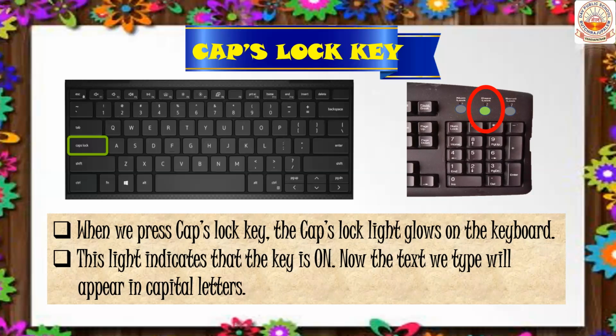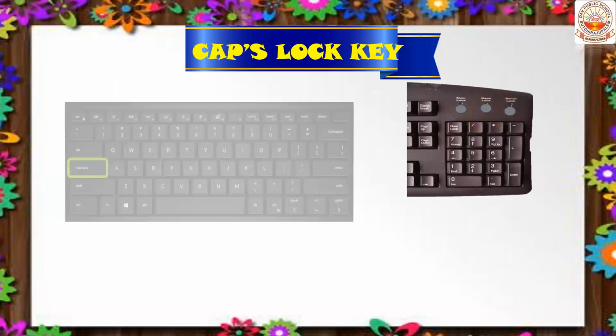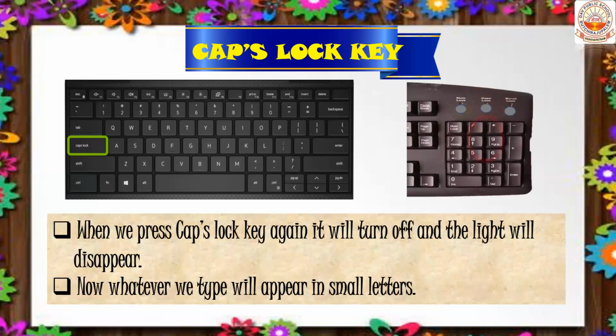Okay, children. So in this way, you can switch on the caps lock key and you can type the capital letters. Okay, children. So now how to switch off the caps lock key? Now we will see. So now you can see in this picture, children. When you press the caps lock key again, it will turn off and the light will disappear. So if you want to switch off, what you have to do? Again, you have to press the same caps lock key.